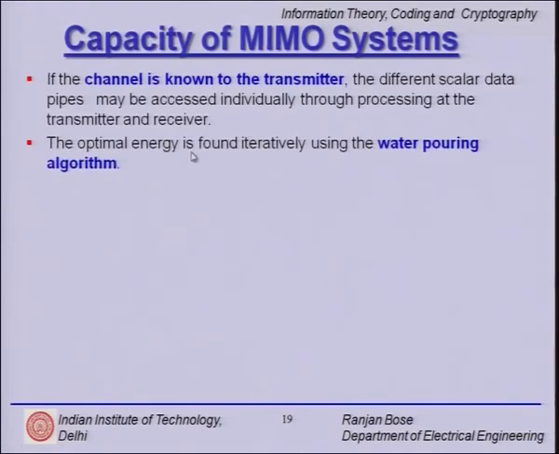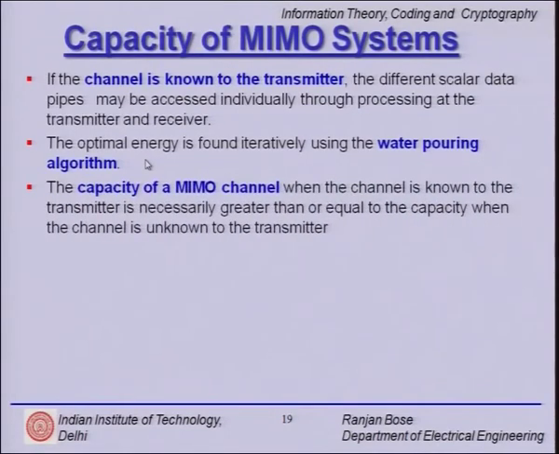So, the optimal energy is found by iteratively applying an algorithm called the water pouring algorithm. We will explain why it is called that. And the capacity of a MIMO channel when the channel is known to the transmitter is necessarily greater than or equal to the capacity when the channel is unknown to the transmitter. So, even though it is intuitive, it can be mathematically shown that if you know the channel at the transmitter, you can squeeze more out of it as opposed to doing blind guesswork.